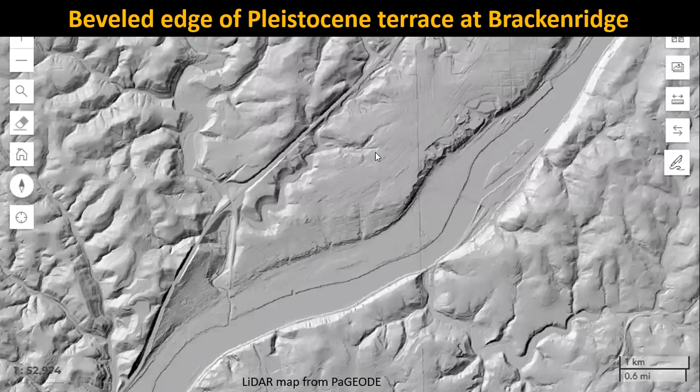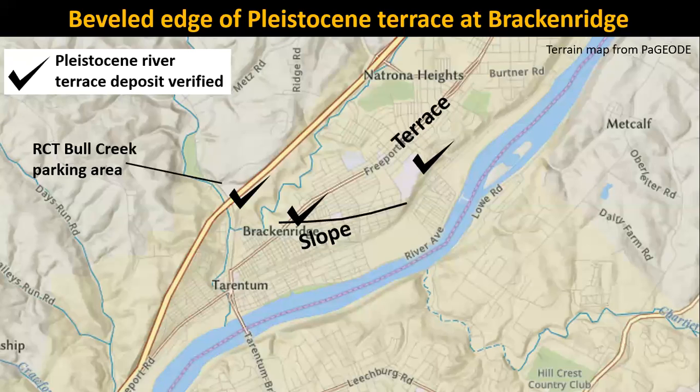So here's Natrona Heights. It's that flat river terrace I showed on a previous map. Well-known gravel and sand was quarried from the ancient river deposits. But look at this edge here where it turns into a slope, like the slope in Springdale. You can see that edge. That's the Brackenridge area with Natrona Heights being on the terrace.